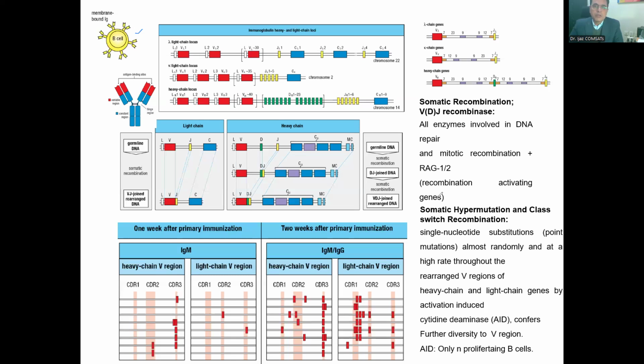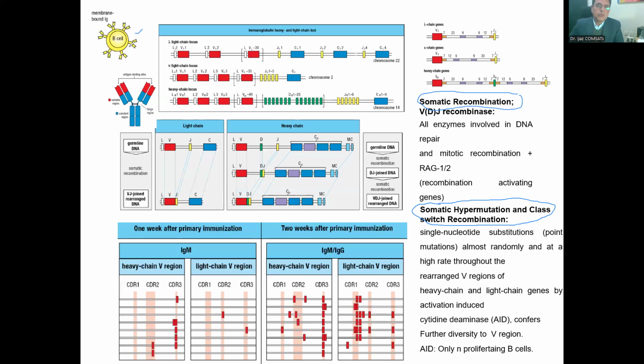Now, there are two types of processes you should remember that happen here. One is somatic recombination. You would have heard about this term before. And the second process that happens for this variability in the B cell receptor or antibodies is somatic hypermutation and class switch recombination. You should remember that when the B cell is undergoing its development, all the blood cells are produced in the primary lymphoid organ, which is the bone marrow.